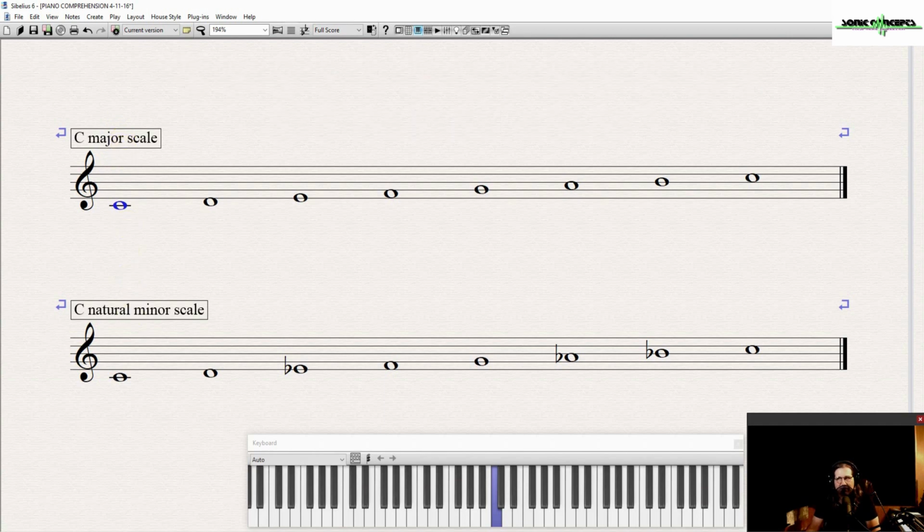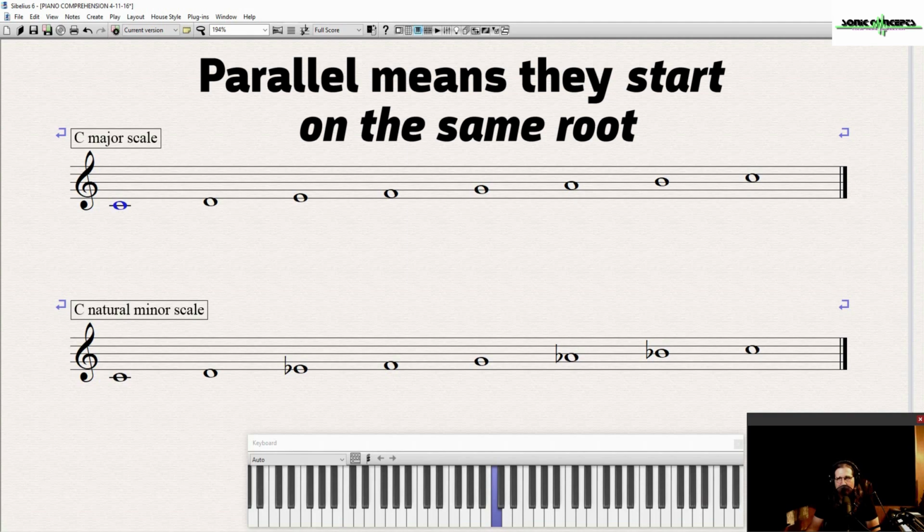There are even other parallel scales or modes which will be defined later. The central point to remember is that when anything is parallel, it starts on the same root, even if the scale or mode has a different construction.